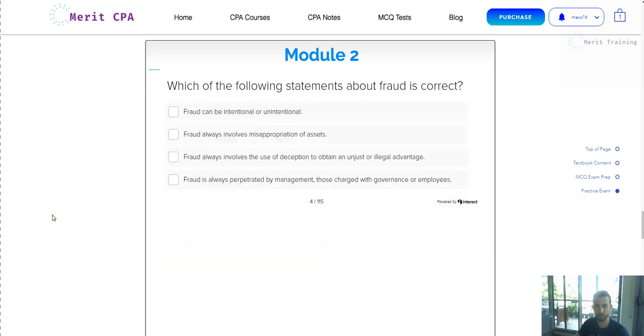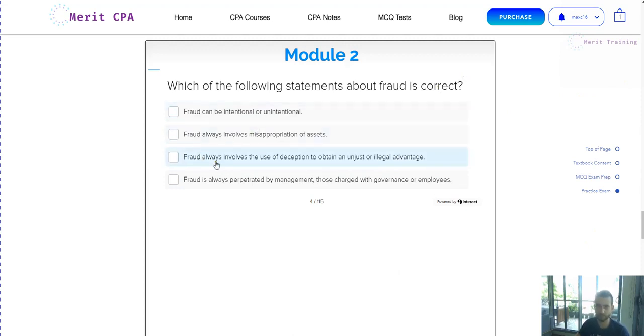All right, next question. Which of the following statements about fraud is correct? A, fraud can be intentional or unintentional. That's not right, because we know that it must be intentional. B, fraud always involves misappropriation of assets. That's not true either, because we know that it could be a financial reporting fraud, right?